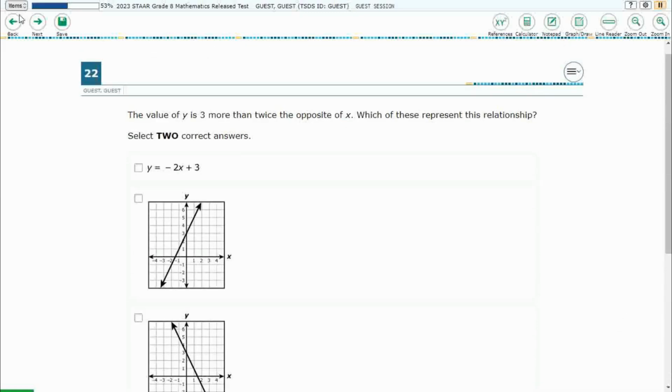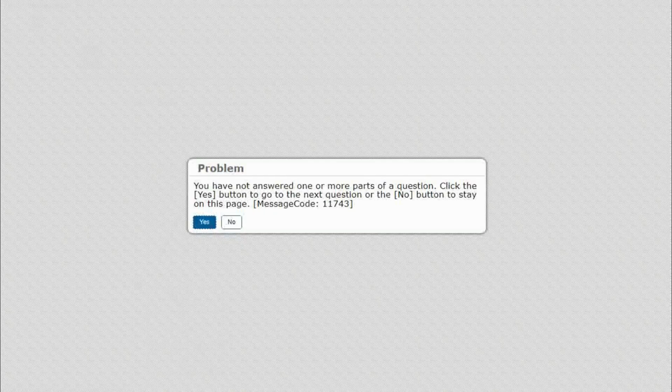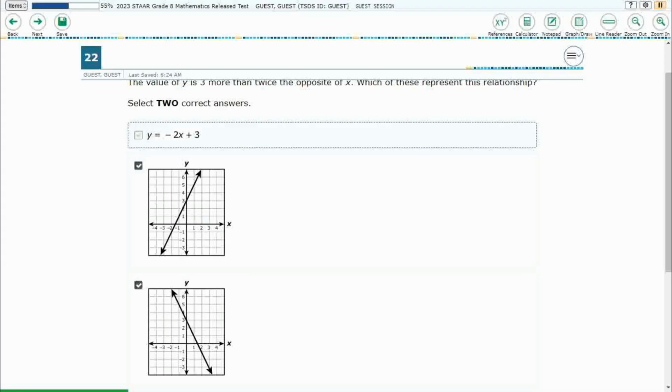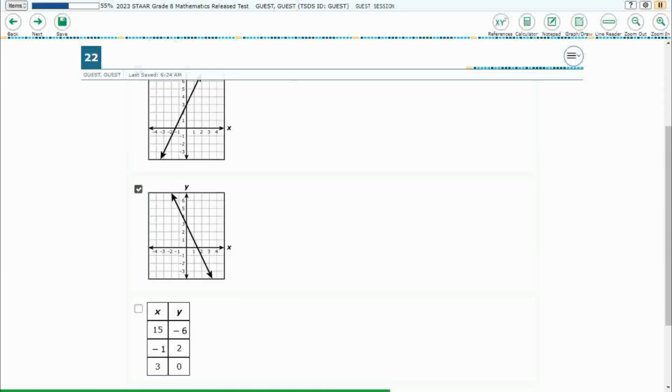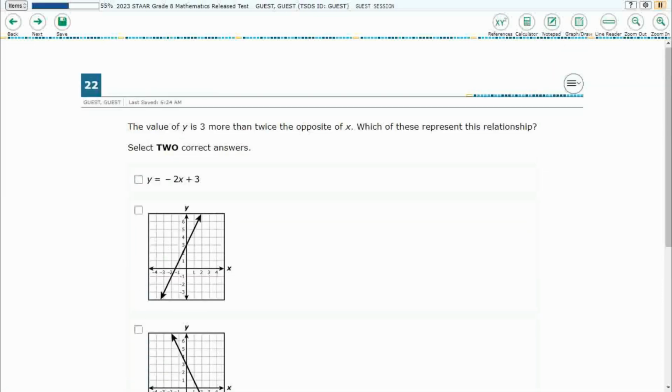Alright, so we have this description here. The value of y is 3 more than twice the opposite of x. We need to find two correct answers. So this is multiple select. Watch what happens if we just choose one and try to move on. It is going to give us an error message saying you have not answered everything. And if you select 2 and then try to select a third, it actually will not let you. It's impossible to select more than 2. So that's how the multiple select works. Let's look at the problem itself.